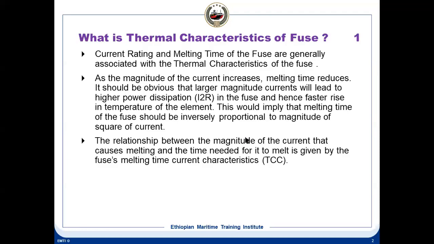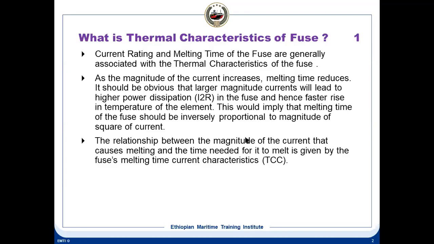and the interrupting characteristic is related to the voltage ratings. Okay, so as we know, as the magnitude of the current increases, what happens? The melting time will reduce. It is obvious that larger magnitude currents will lead to higher power dissipation, because power is equal to I squared R. So more power dissipation, more heat. So naturally we can make out that as the magnitude of the current increases, the melting time reduces.